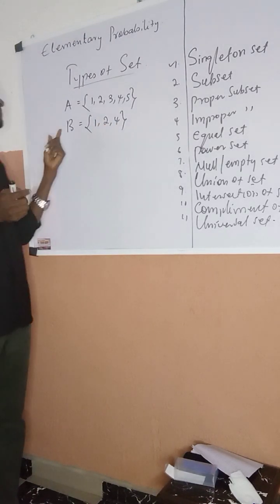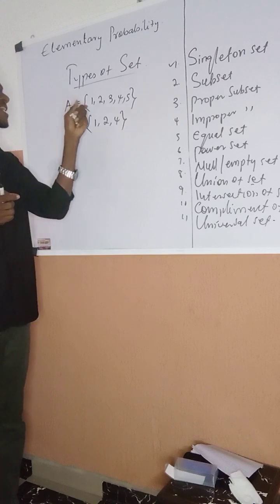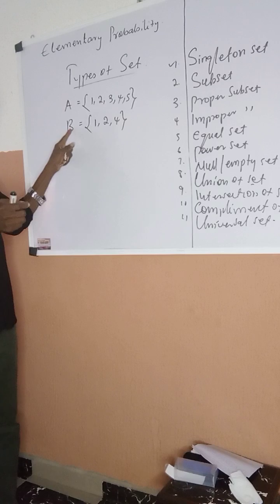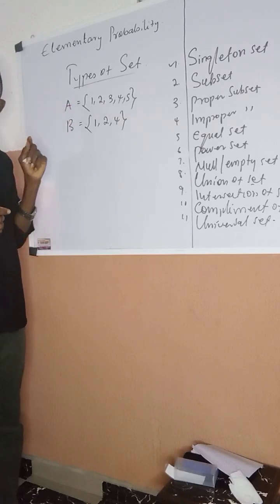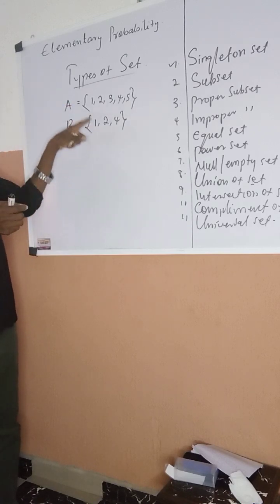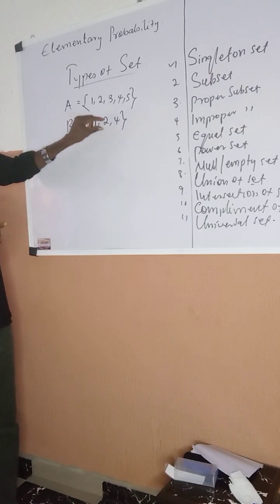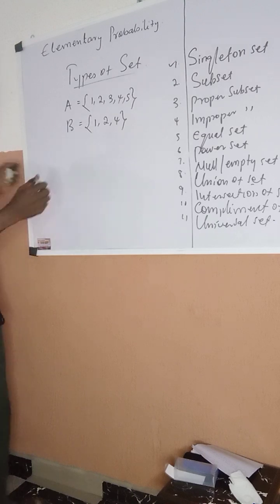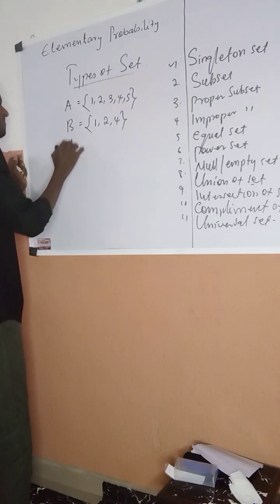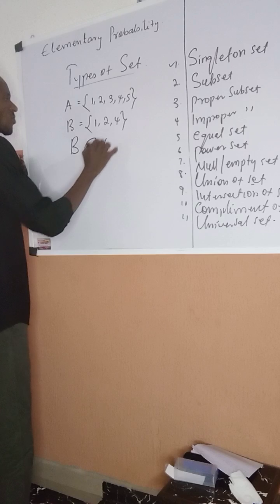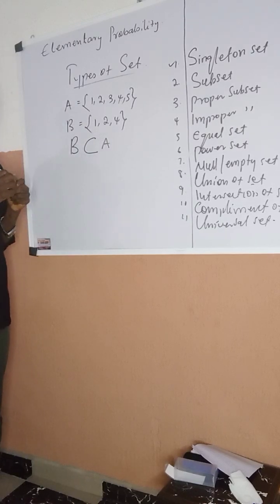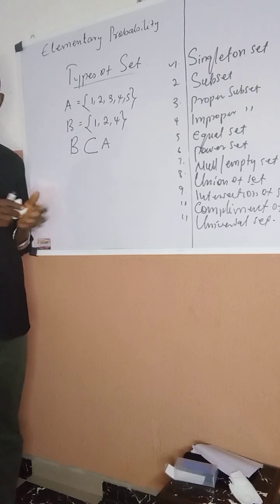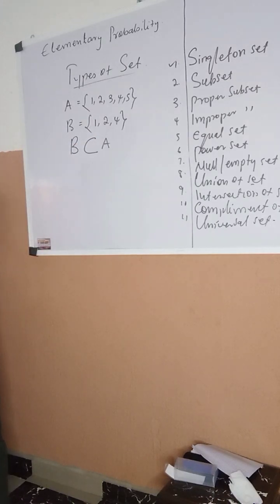All the members of this set B are contained in this set A. Therefore, B is a subset of A. Subset of A means that all the members that are in B are contained in A. We write it this way: B is a subset of A, implying that all the members in B are contained in A. That is what we call subsets.